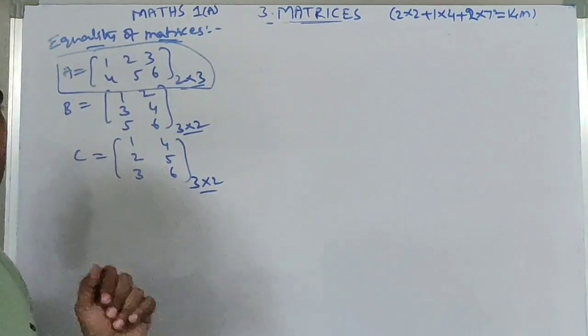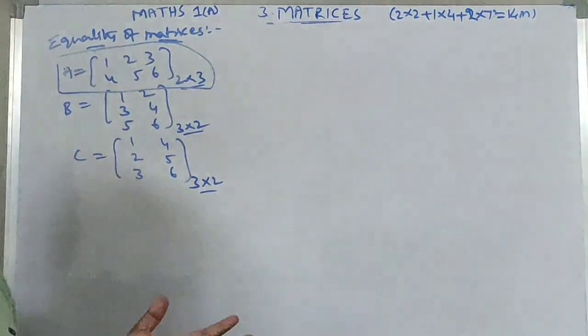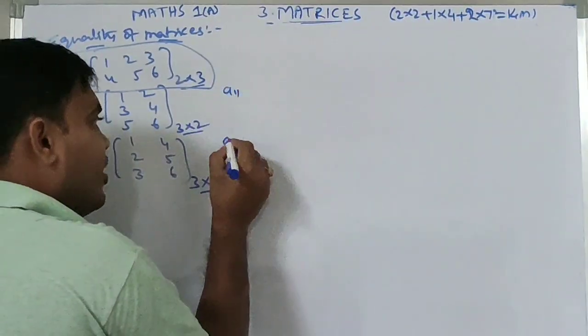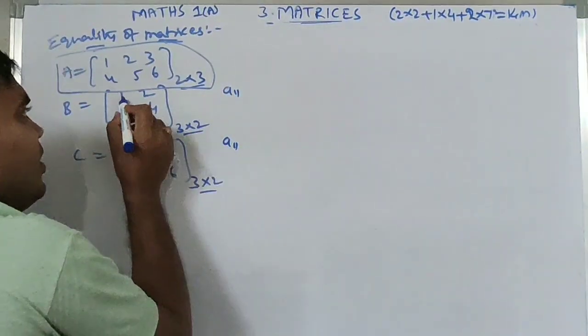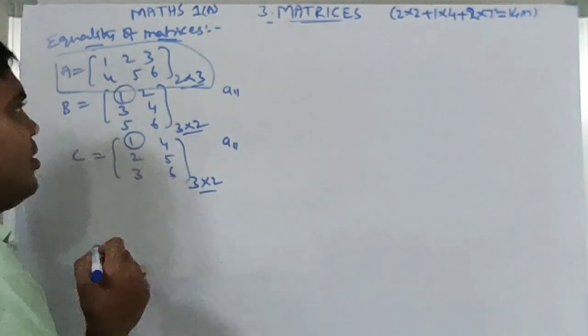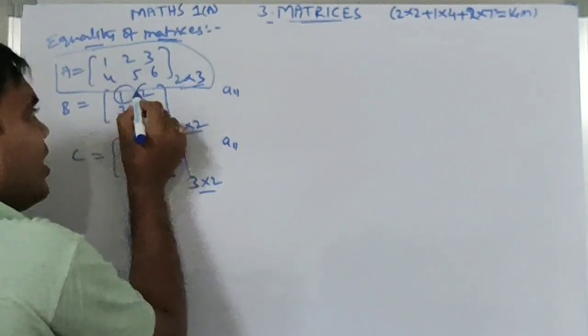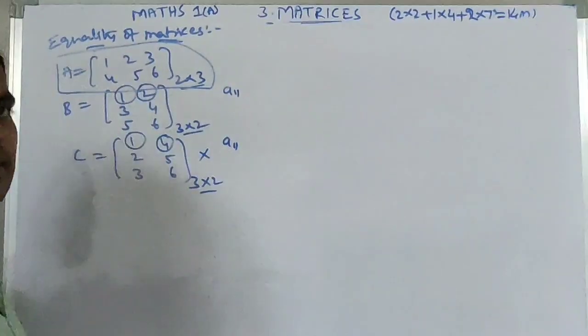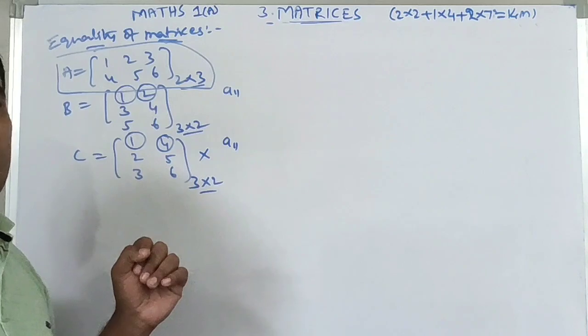If we are comparing B and C, we compare corresponding elements. Corresponding element means A11 in this one and A11 in the other. First row, first element is 1 in this one, and first row, first element is 1 in the other. First row, second element is 2 in this one, but in the other it is 4. So these two are not equal matrices.